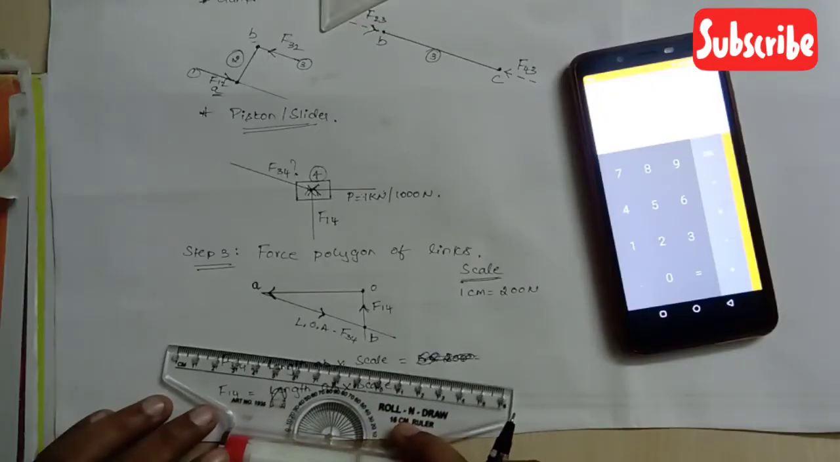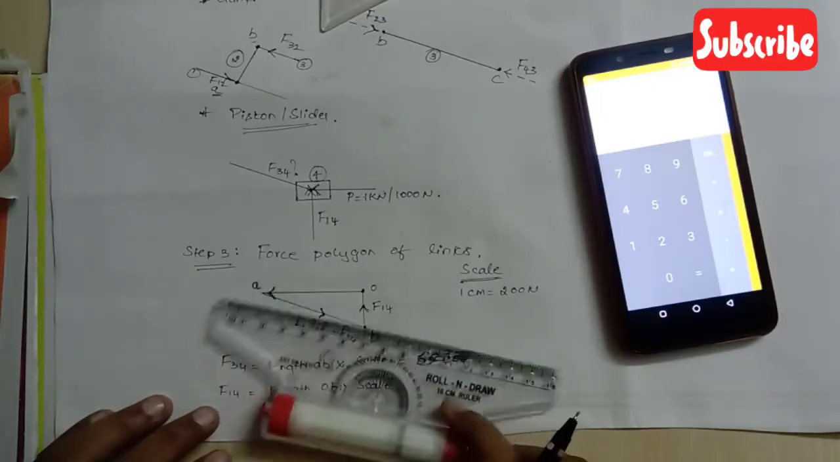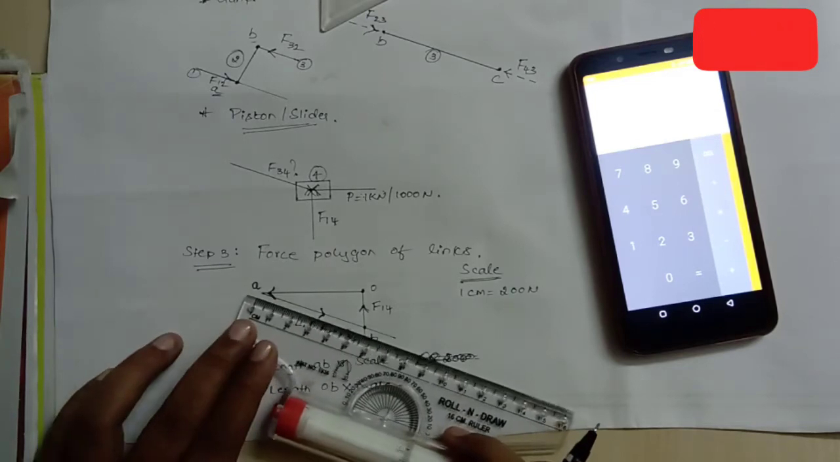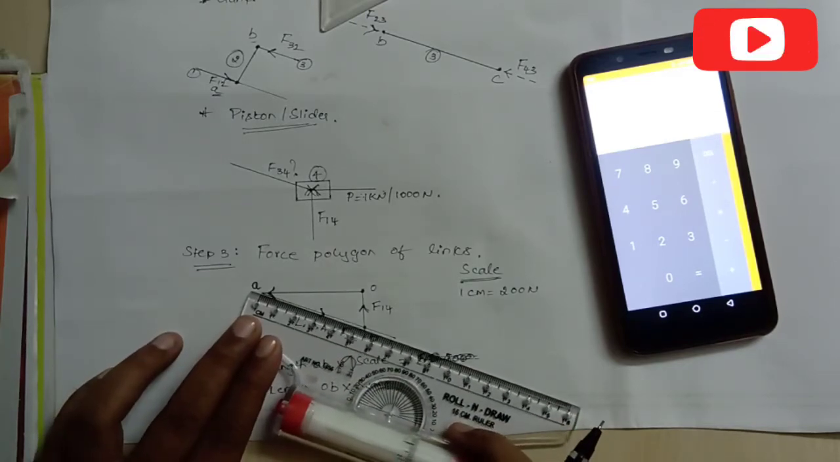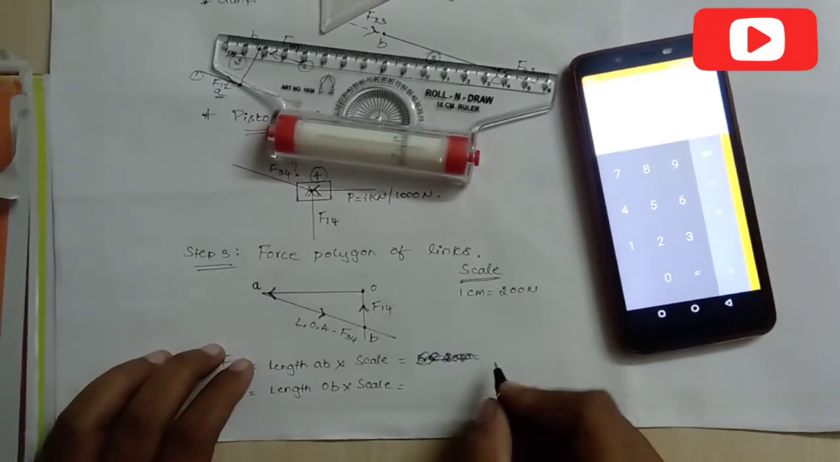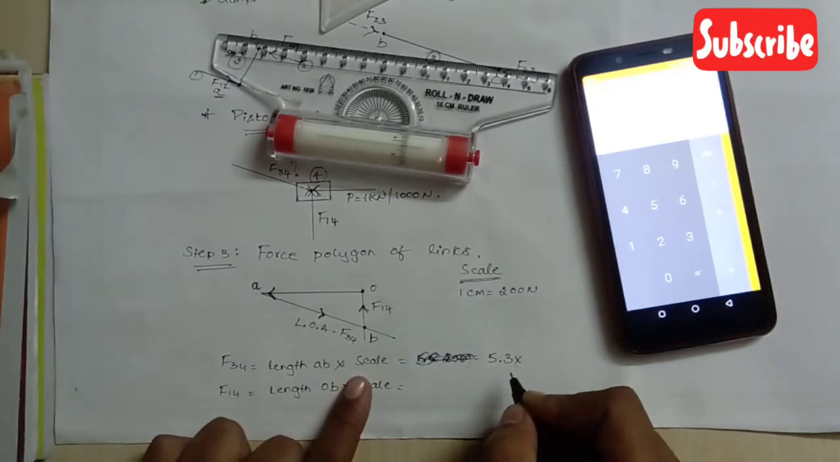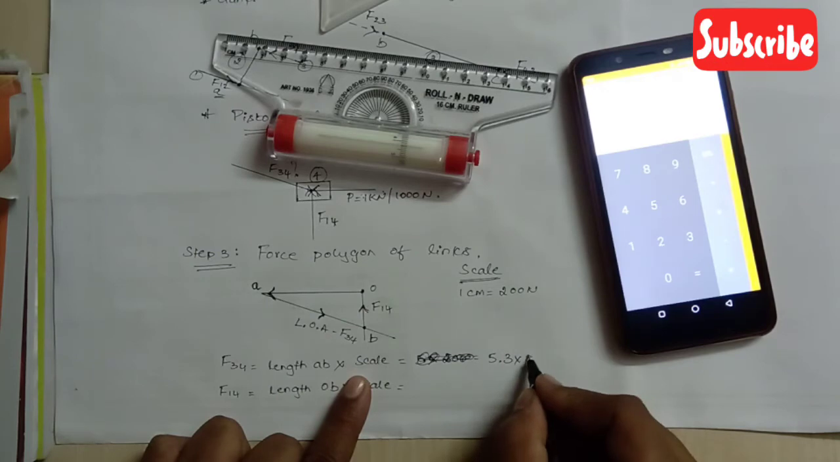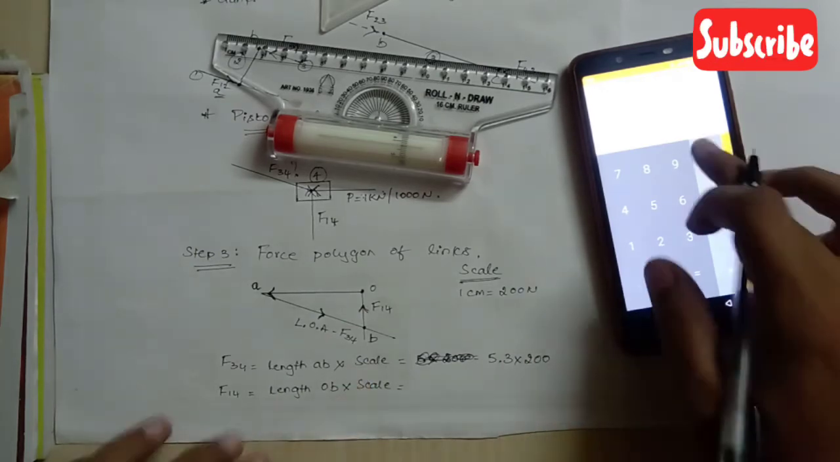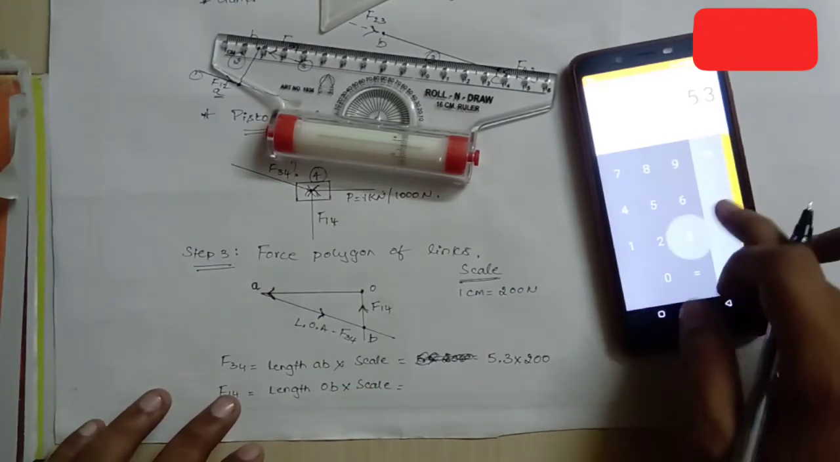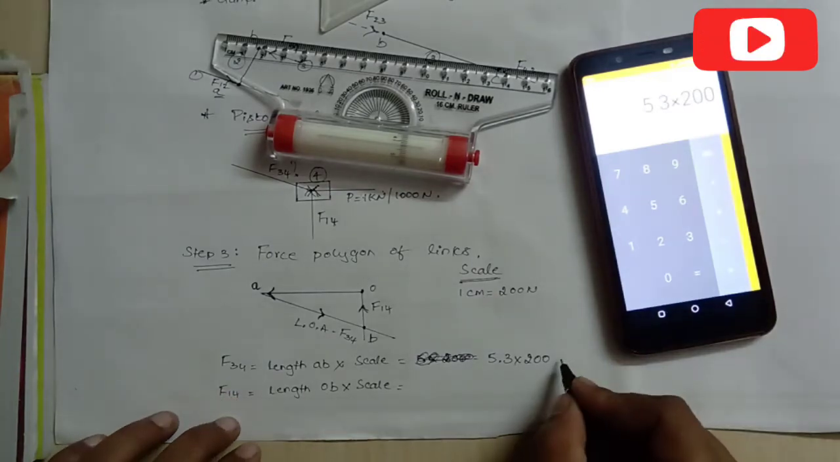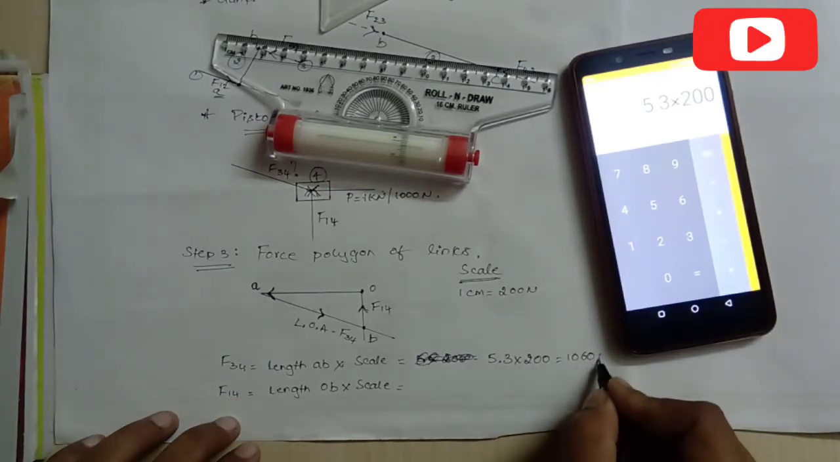Now let's calculate these forces F34 and F14 with the help of a linear scale. Measure this length AB from this force polygon. This will be 5.3 centimeters here. Multiplied by the scale, as this formula says. The scale I have taken to be 200. Now 5.3 into 200, you will be getting the value as 1060 Newton here.